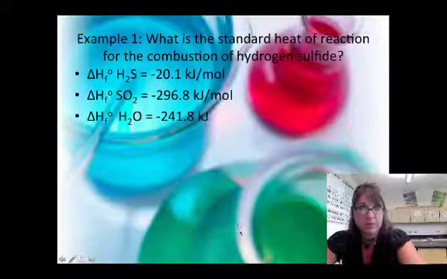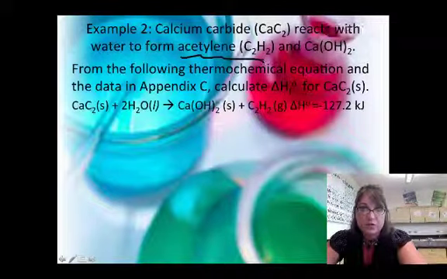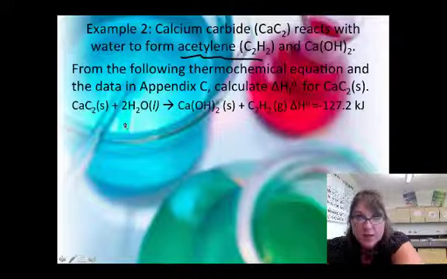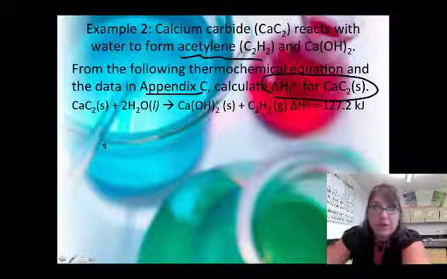All right, great. Let's do another one. In this example, calcium carbide reacts with water to form acetylene and calcium hydroxide. All right, that's the stuff that we use in a welding torch, right? Calcium carbide goes in and we get acetylene come out through our torch so we can burn stuff with a really hot fire. So we're going to use the thermochemical equation and the data in Appendix C to calculate the heat of formation for calcium carbide. How much energy does it take to form calcium carbide?